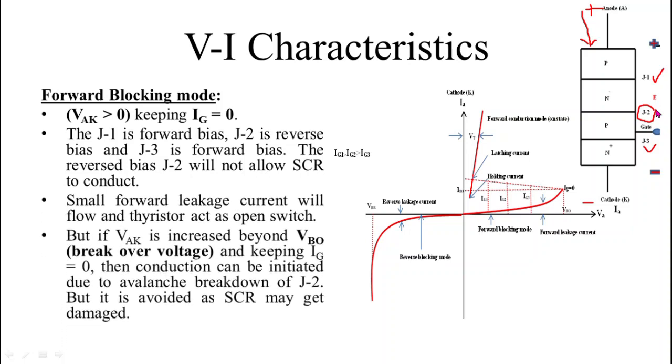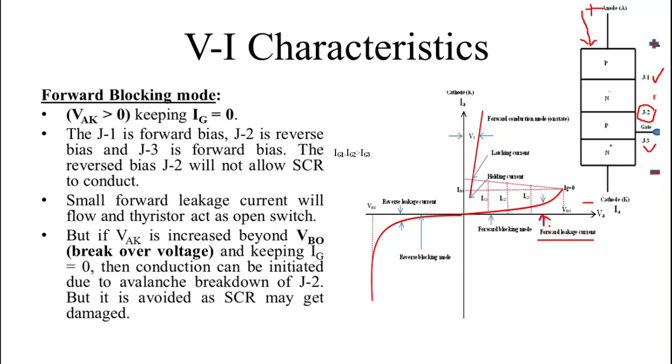Now blocking means that thyristor is in off state during this mode, or we can say that thyristor acts as open switch during this mode. During forward blocking mode, a small amount of current that is called forward leakage current flows through the thyristor. This is very small.